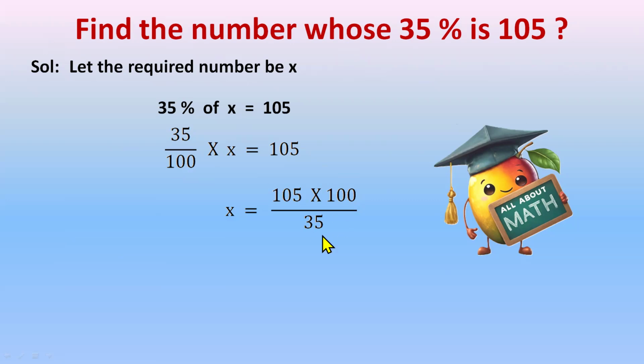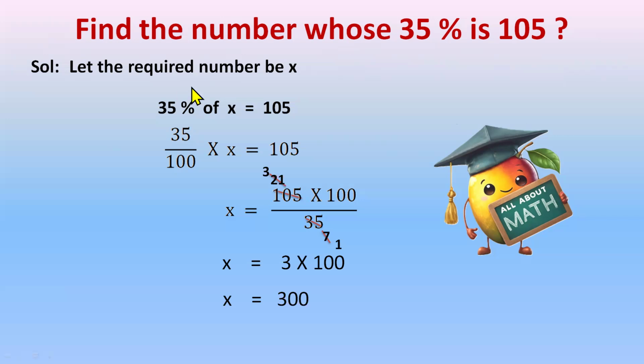Let's do the cutting now. 35 and 105 will go with the 5 table. 5 sevens are 35. 5 21s are 105. Now let's do the cutting of 7 and 21. 7 ones are 7. 7 threes are 21. So we are left with x equal to 3 multiply 100. So x equals 300. So we have our answer.